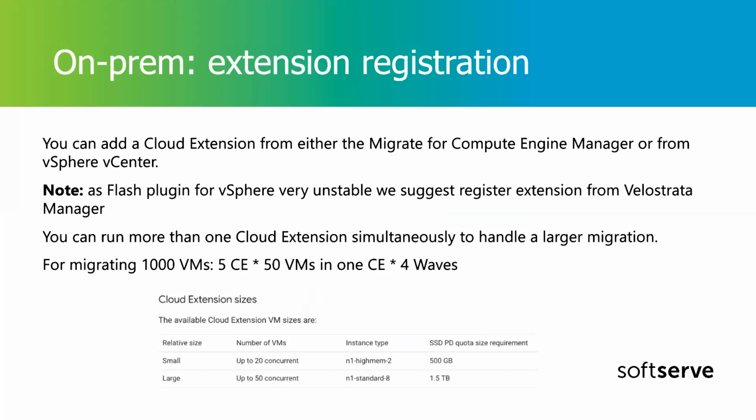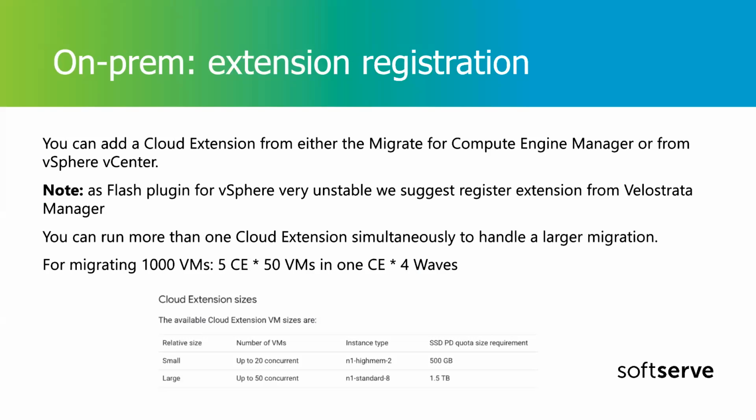And finally, let's register a cloud extension. A cloud extension can be added from the Velostrata Manager Web UI or from vSphere. We suggest doing it from Velostrata Manager because vSphere is using a Flash plugin, which is unstable. In our case, we have only one cloud extension, but you can add more than one. It depends on how many virtual machines you need to migrate.